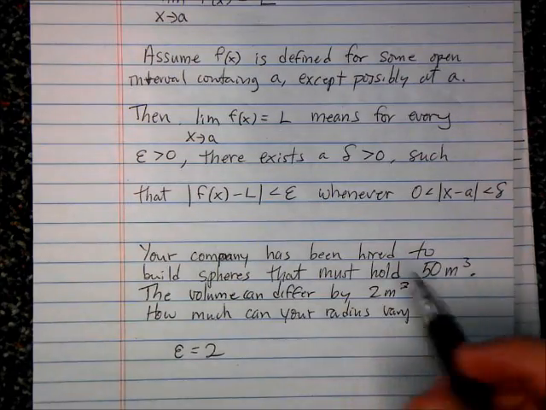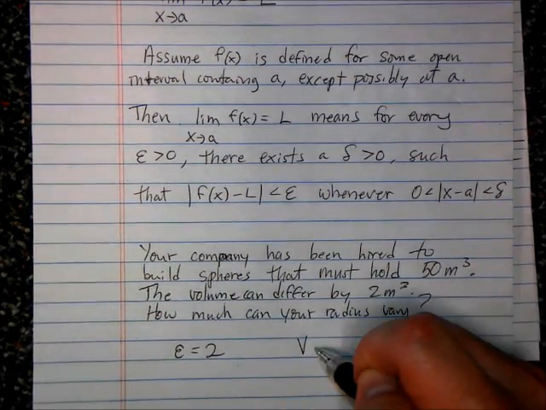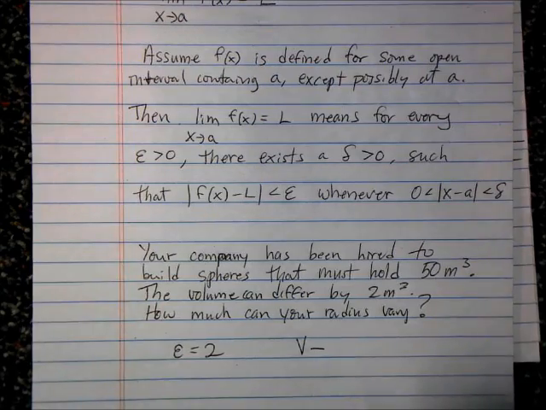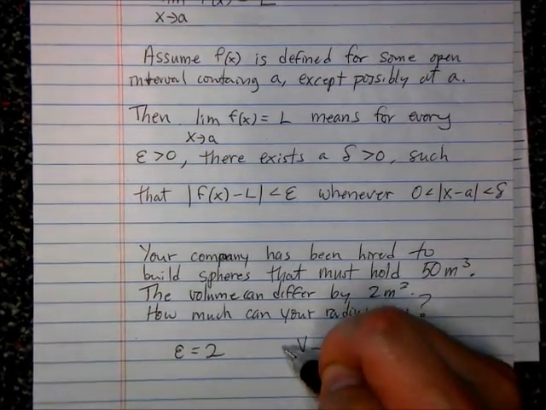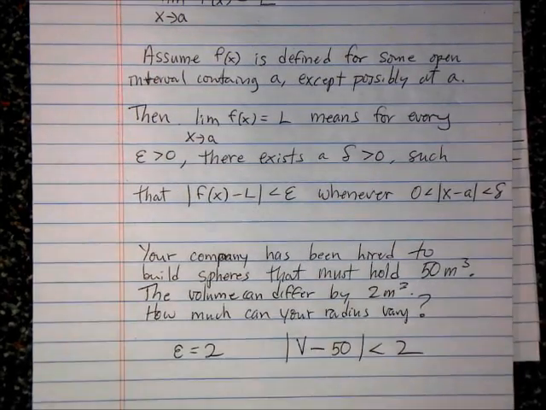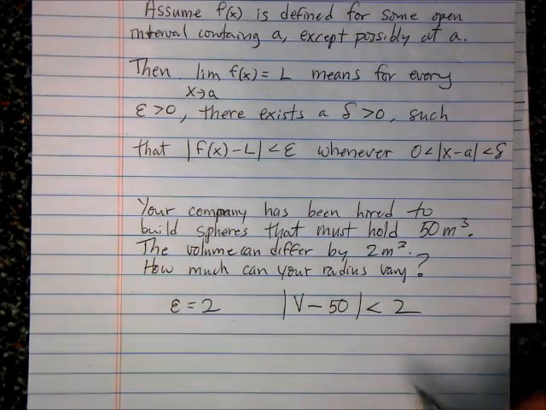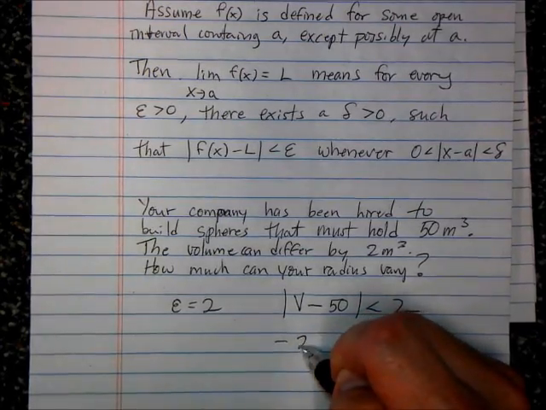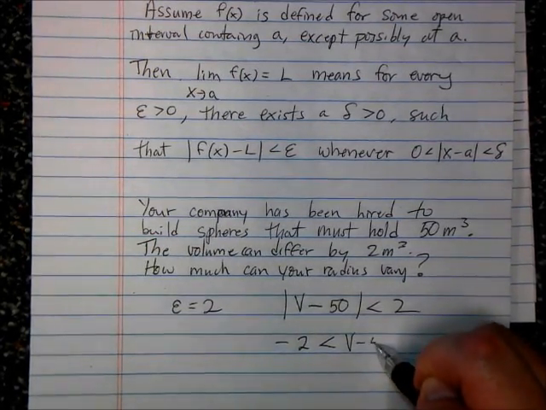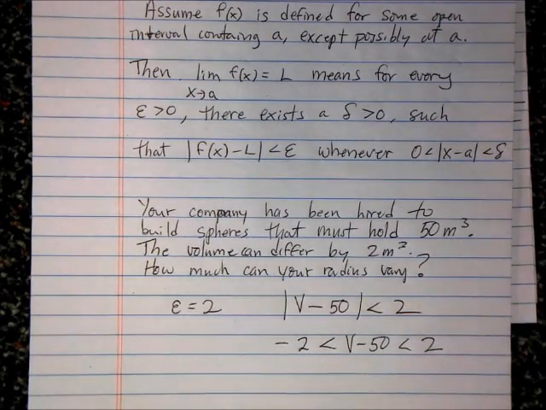So in other words, the volume minus L, which is supposed to be 50, has to be less than 2. So that's the symbol we use for close. Our volume must be within 2 units of 50. All right, I'm going to rewrite this inequality a little bit. Another way to rewrite this inequality is minus 2 is less than volume minus 50 is less than 2. Why is that the same inequality? You just took out the absolute value signs.